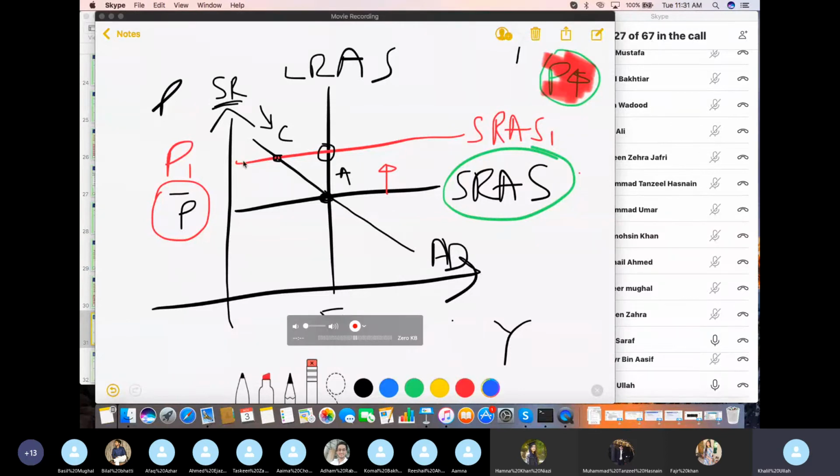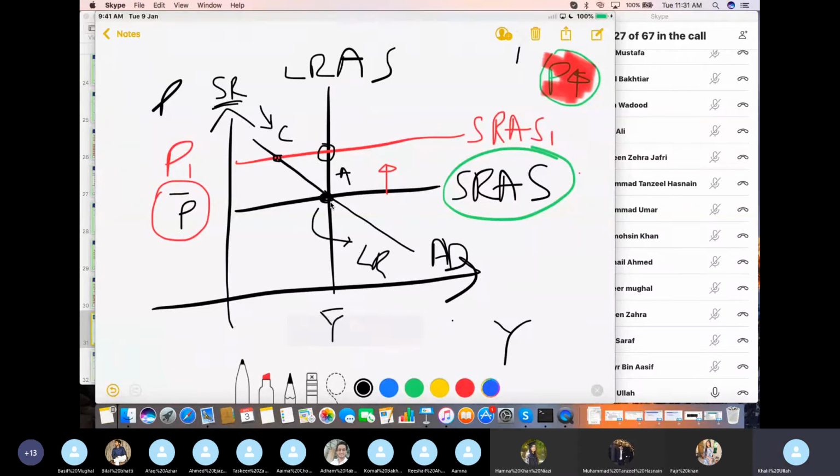At point C, your short run supply is cutting the demand curve. You have an equilibrium over here. At point A, your long run aggregate supply is cutting the aggregate demand. So at point A, you have the long run equilibrium as well. So whenever there is a supply shock in the economy, we say that supply shocks are the worst kind of shocks that can happen to an economy. So petrol prices increasing internationally is the worst possible shock that can happen to an economy.